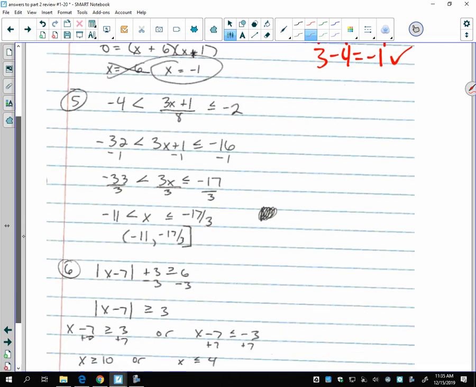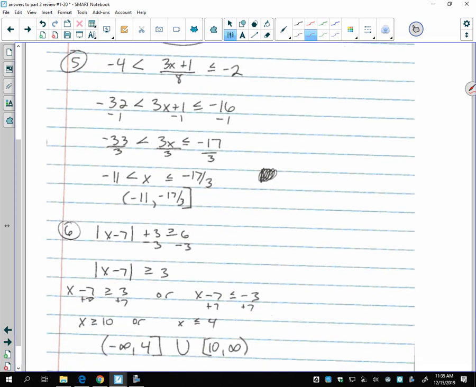Number 5 is a compound inequality. So a compound inequality is like an "and" or an "or" inequality, because this is all squished together. That's what makes it an "and" inequality. And then I just solved it all at once.